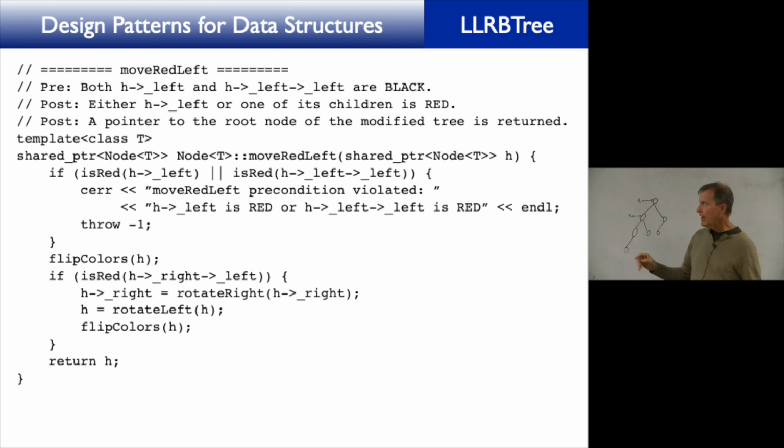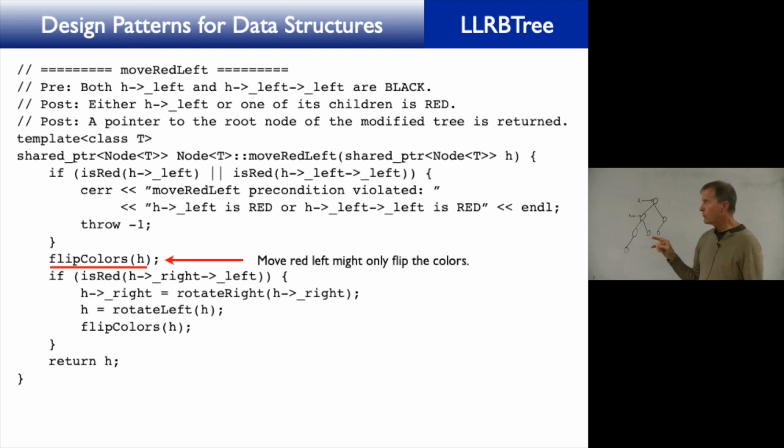Okay? And now let's take a look at the code. You notice that it returns a node star. So it returns a pointer to a node, and move red left is given a pointer, H, to a node. Let's take a look at what this code does. First of all, move red left: the first thing that it does, with no ifs, ands, or buts, is flip the colors.